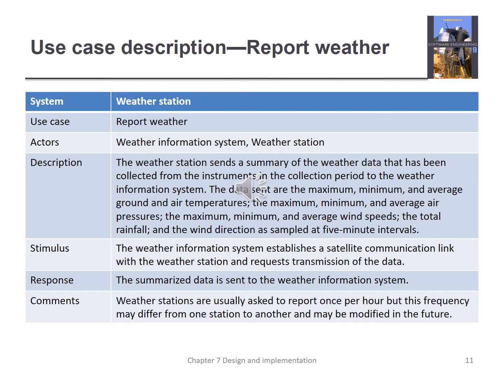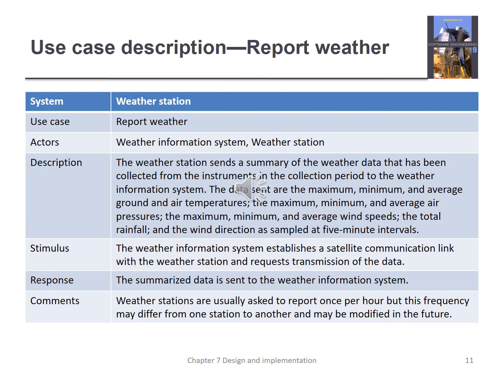So it's an explanation and description of the information that is sent by the instrument to the weather station, which is the weather information system. The stimulus: the weather information system establishes a satellite communication. What's the stimulus here? What is the event? We establish a satellite communication with them, and we make the request. The response is the summarized data that comes from that instrument and goes to the edge to be sent to the weather information system. Comment: the weather station is usually asked to report once.